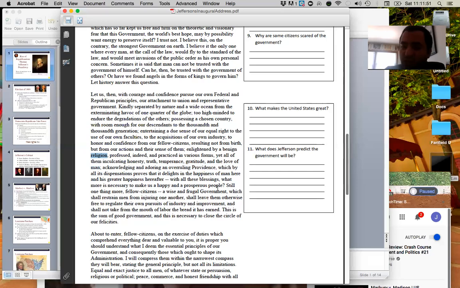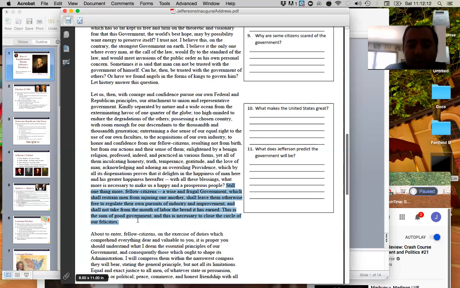What does Jefferson predict the government will be? Let's take a look at the end here. Highlight or underline. You might say, Mr. A, I never printed this. If you have the opportunity to print it, I would suggest to do so. If not, have this open digitally, okay? Have it open digitally. Have it side by side. You can always jot down some of these quotes too.